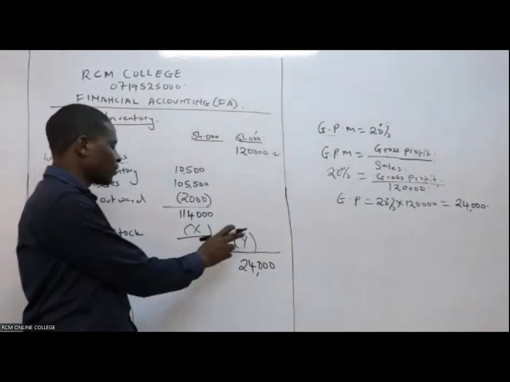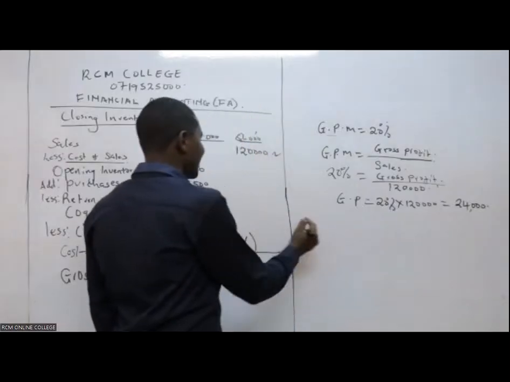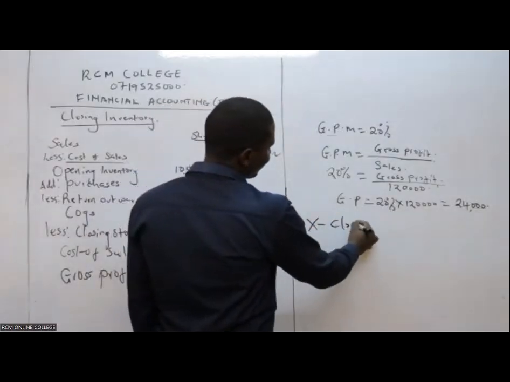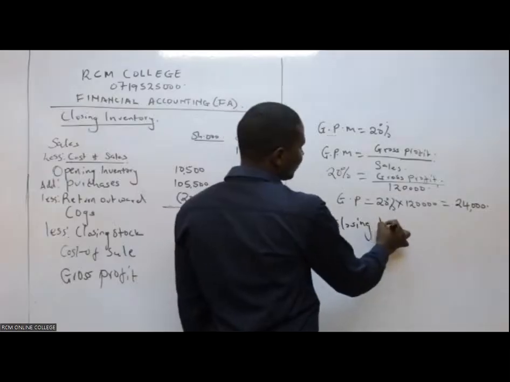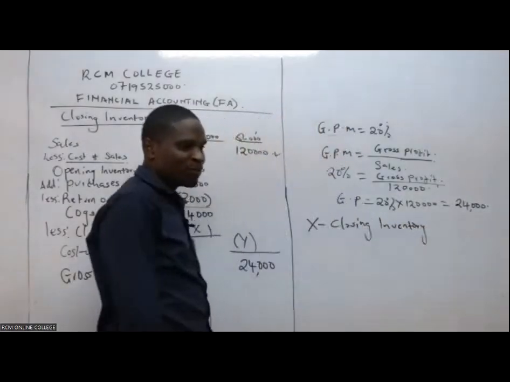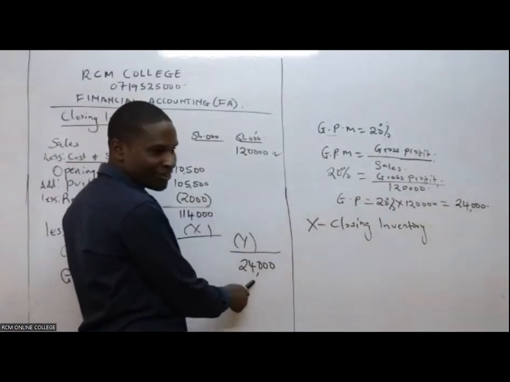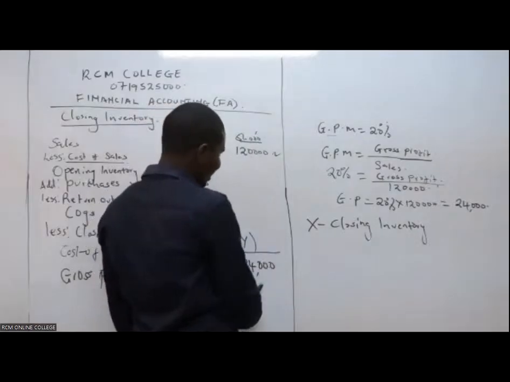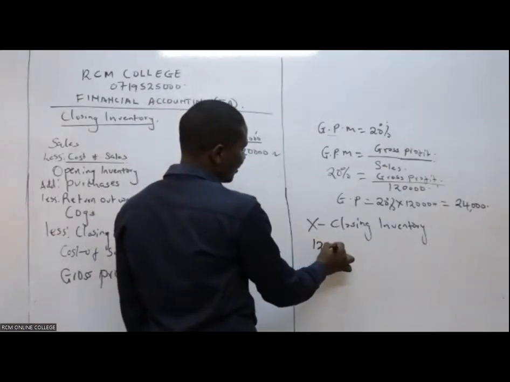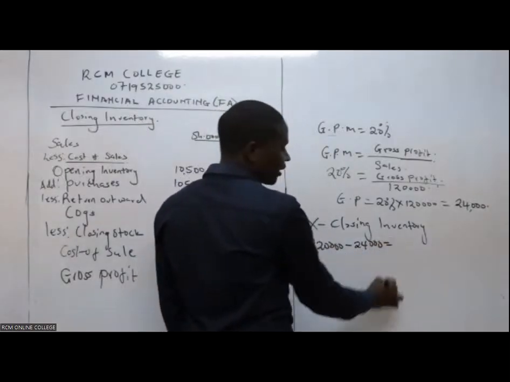In fact, that will be our cost of sale. And we are interested in getting X, our closing inventory. Closing inventory is what we are interested in. Somebody to get Y for us: it will be 120 minus Y is equal to 24. So it is 120,000 minus 24,000. That will give you what?